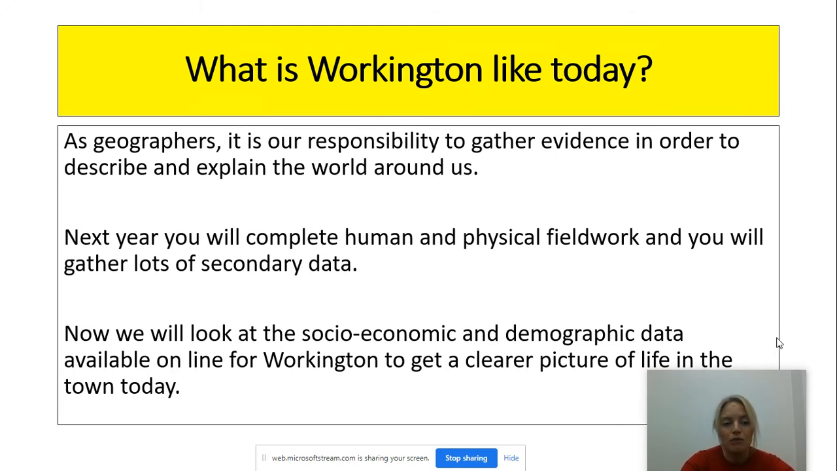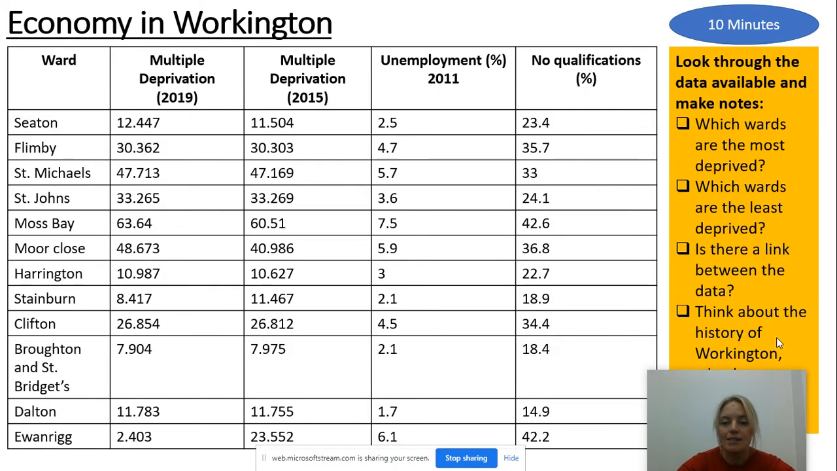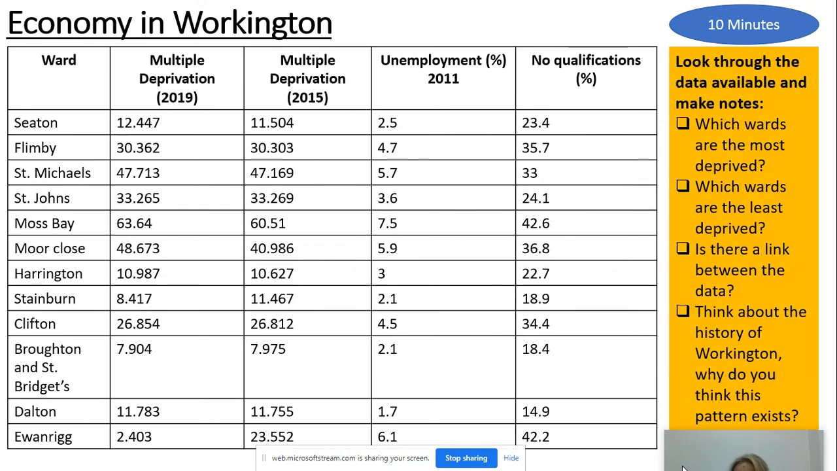So I've got some data for you. A lot of the data that you'll look at is secondary data. And this will give you a feel for the type of skills that you'll need for AS and A-level geography. So you're going to look through the data. So we've got multiple deprivation. We've got the different wards. We've got multiple deprivation in 2015, in 2019. We've got unemployment from the last census in 2011 and the percentage of people with no qualifications.